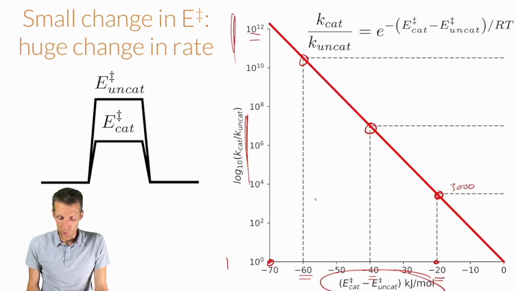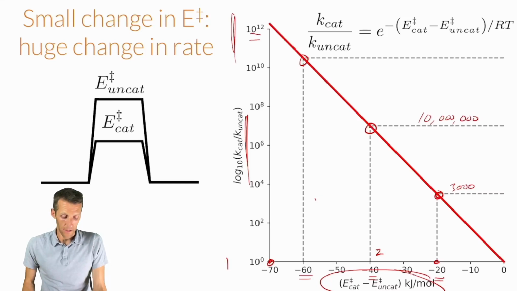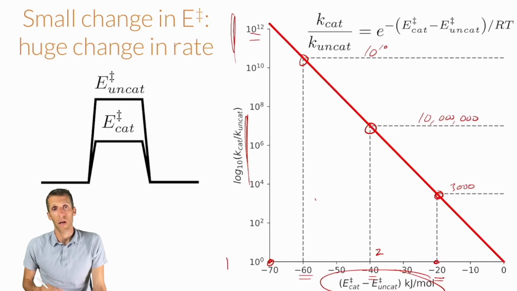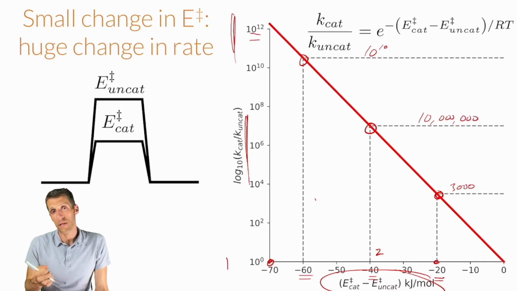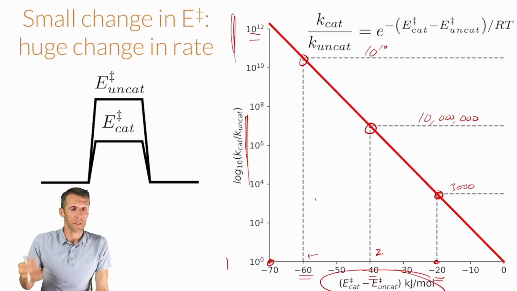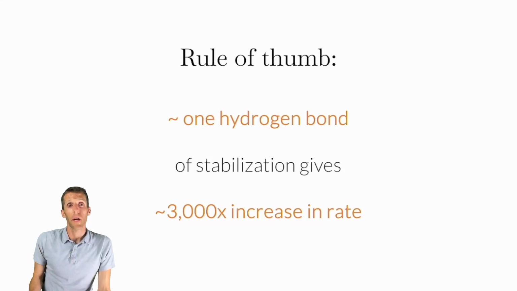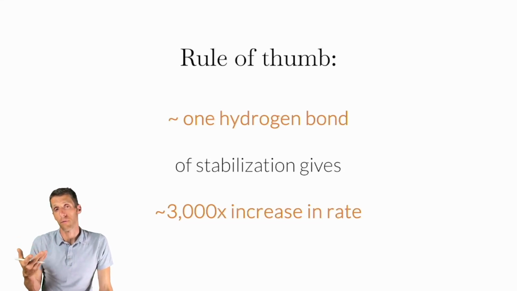If I can add 2 water-water hydrogen bond equivalents to the transition state, I can get a 10 million fold rate speed up. If I can add 3, I can get up to whatever 10 to the 10th is, right, speed up. So small changes in these energies, the equivalent here of about 3 new hydrogen bonds, is going to give me a huge rate speed up. And I like this as just a rule of thumb, that 1 hydrogen bond gives you about a 3,000-fold increase in rate.